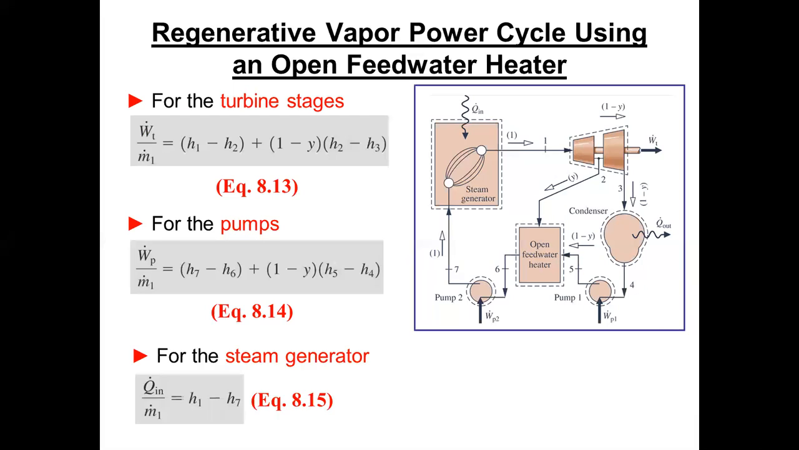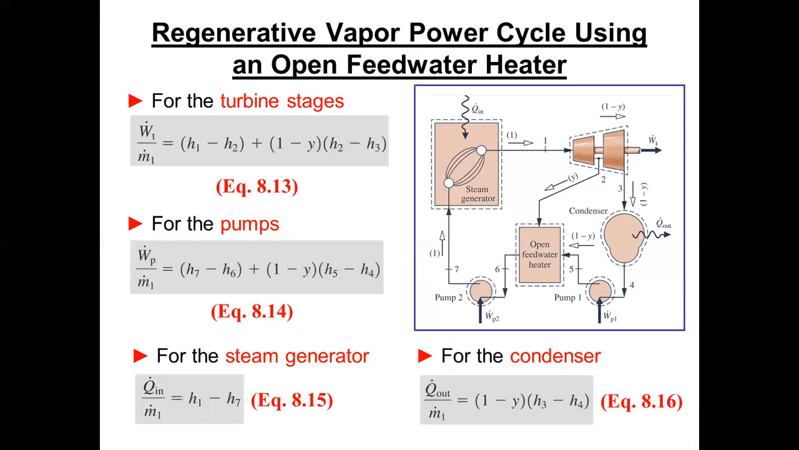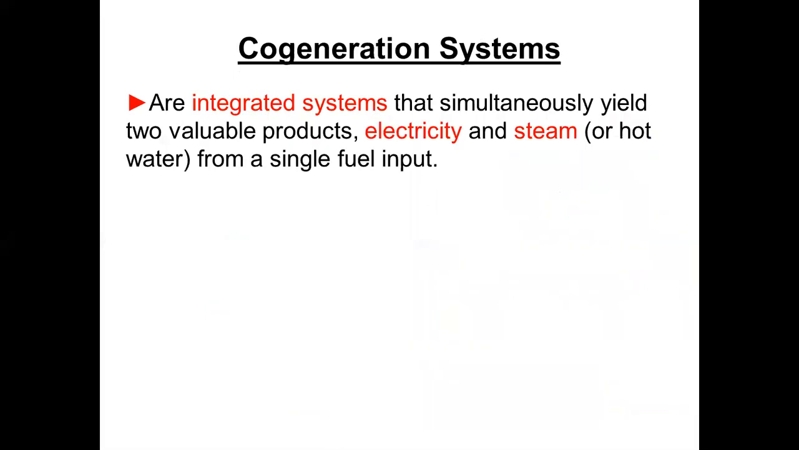Okay. And then for the steam generator, see, we don't have reheat put in here yet. So we just have one heat transfer section in the boiler. So the heat added to the steam per unit mass is just the exit enthalpy minus the inlet enthalpy. So that's pretty simple. But for the condenser, again, we don't have full mass flow through there. So that's (1 minus Y) times the enthalpy difference across the condenser, H3 minus H4. Okay, there we go.